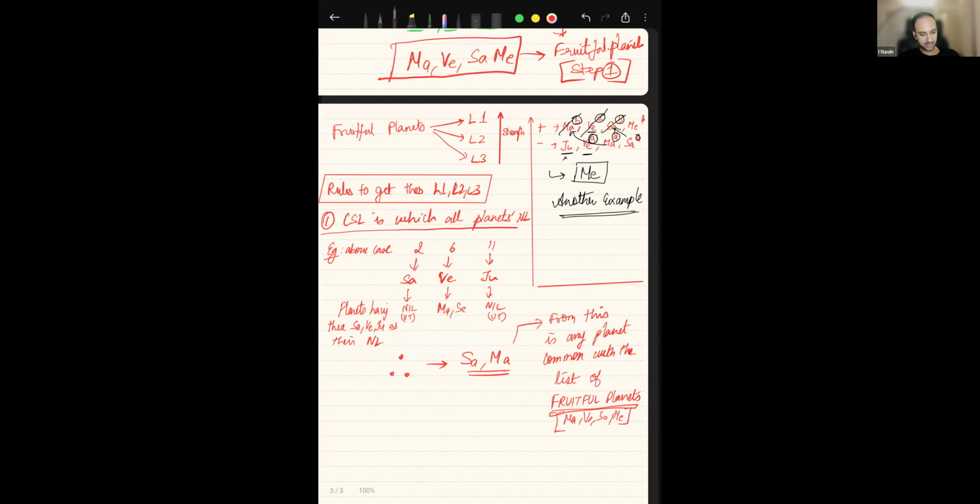These are my fruitful planets. Is there anything common? Yes, I have a common Saturn and I have a common Mars. So the answer is yes: Saturn and Mars. Therefore, Saturn and Mars became my L1 significators, the ones with the highest power of getting this job done. Which job? Cash flow, money flow, anything to do with wealth. These guys are going to handle it for me.